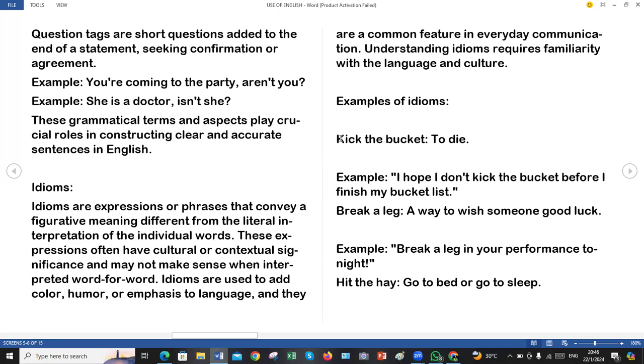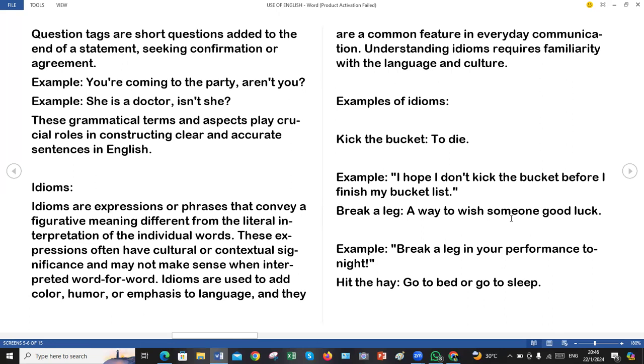Literally, it means someone standing beside a bucket and then kicking it. But for idioms, it has an underlying meaning. So take note: idioms are phrases or expressions that convey a figurative meaning different from what the words literally say. Example: I hope I don't kick the bucket before I finish my bucket list.